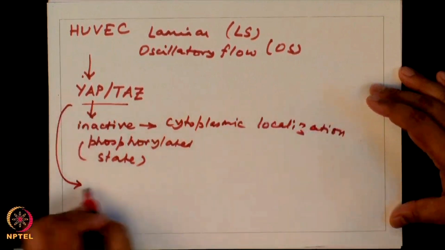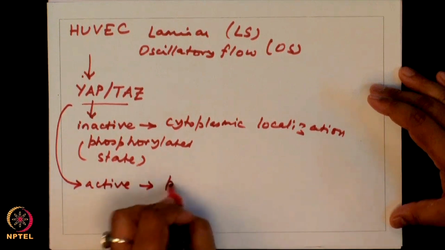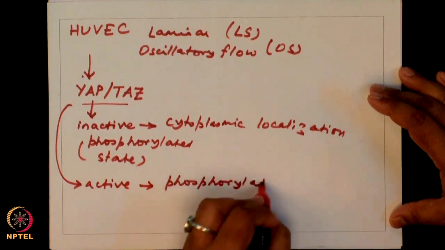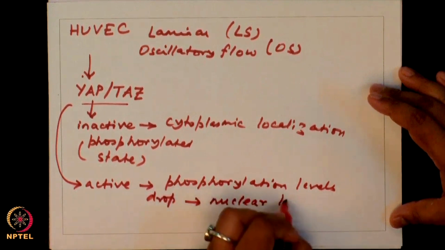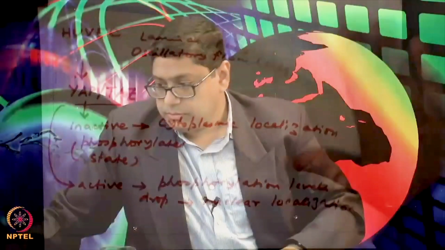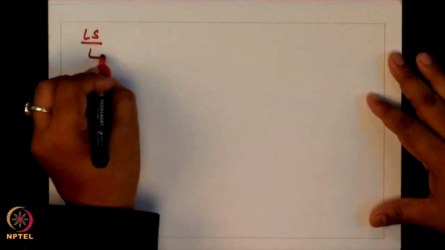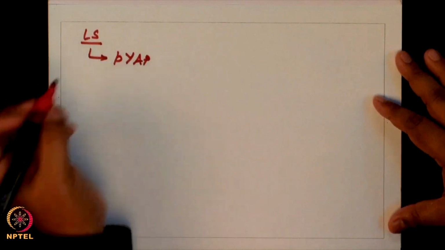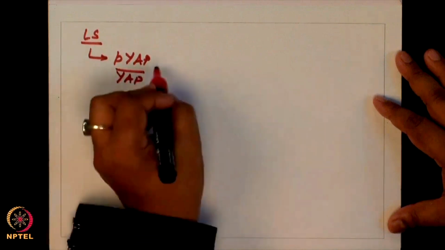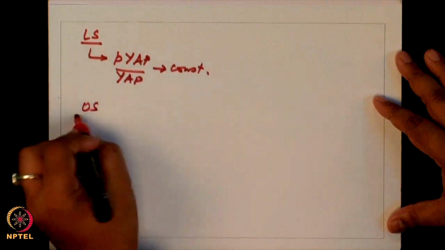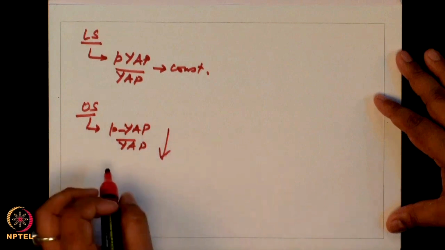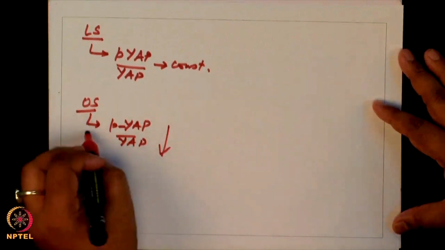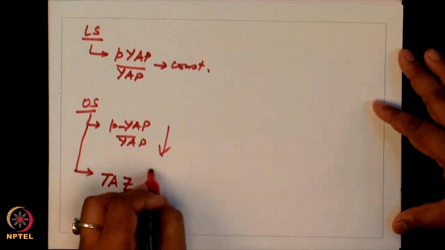But when it gets active, its phosphorylation levels drop, leading to nuclear translocation, nuclear localization. So, when they did this experiment, what they found was that under laminar shear stress, their phospho-YAP levels were constant. So, phospho-YAP to total YAP was constant, but under oscillatory shear stress this decreased. Phospho-YAP to total YAP decreased, and under these conditions the expression profile of TAZ increased.